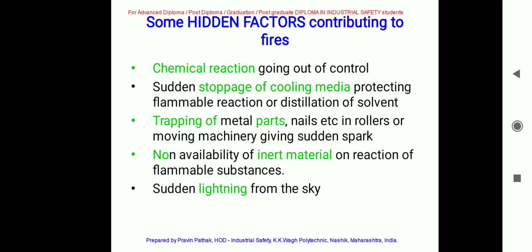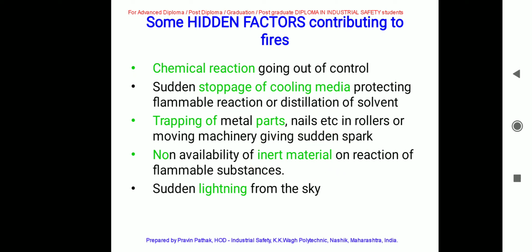Non-availability of inert material on reaction of flammable substances. So in some cases inert purging or inert material should be there, like nitrogen. Nitrogen is one of the inert materials. So nitrogen purging is a common process in industry. In some cases it is required. If it is not available, then there are chances of fire.